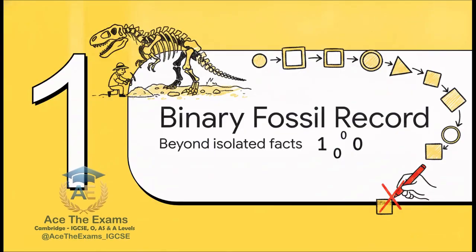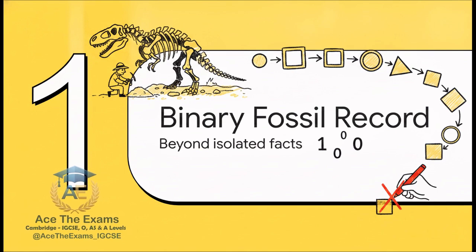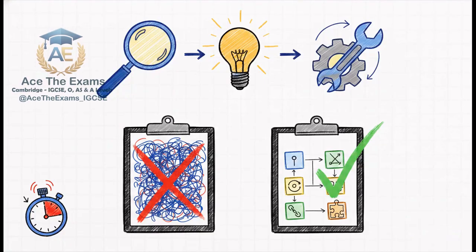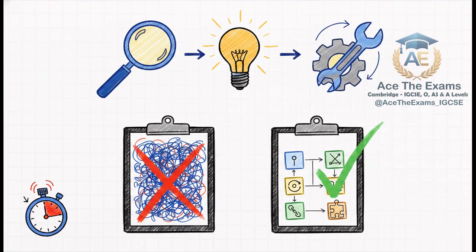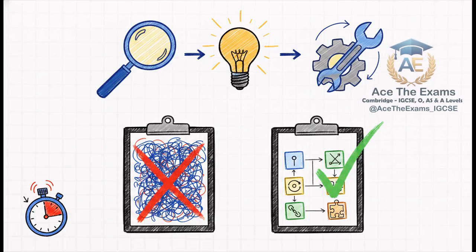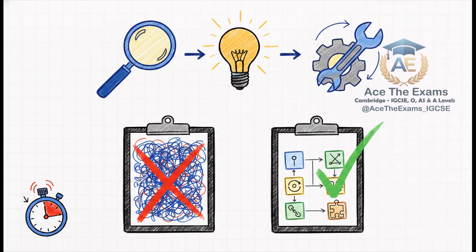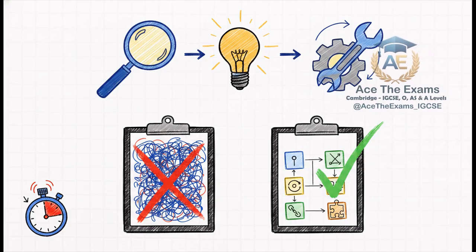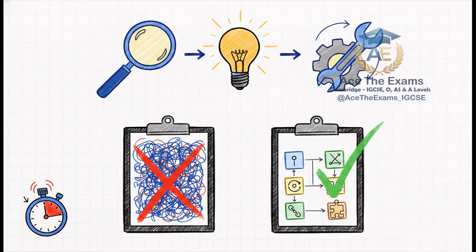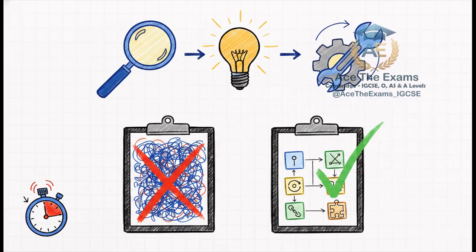All right, Section 1, the binary fossil record. Let's start moving beyond those isolated facts. When you look at the Cambridge syllabus, you have to realize that the topic of binary and denary number systems sits inside a much larger chain of ideas, primarily data representation. Think about our student Alex from a minute ago. Alex writes down, binary uses base 2, ones and zeros, period, end of sentence. But here is the hard truth.